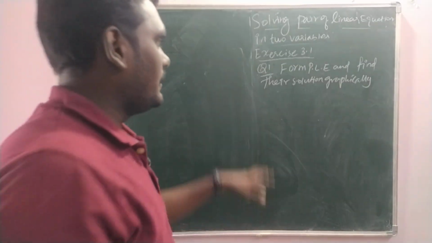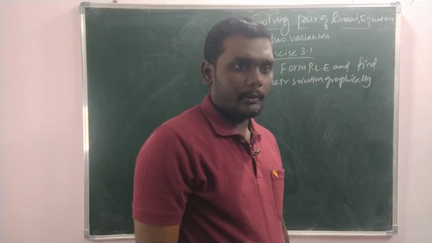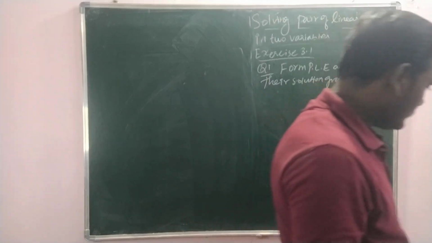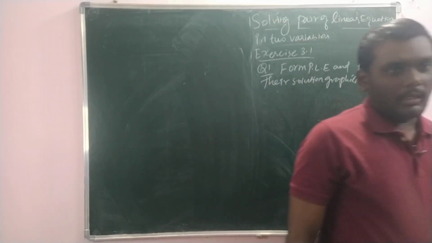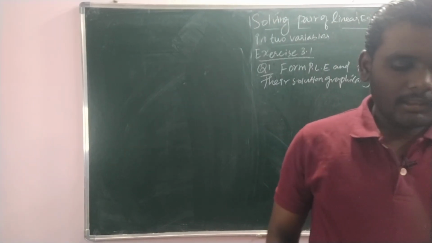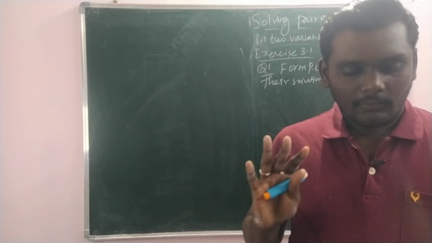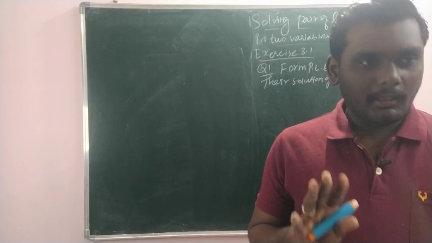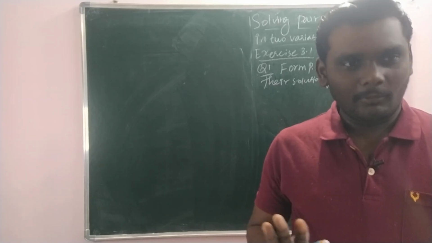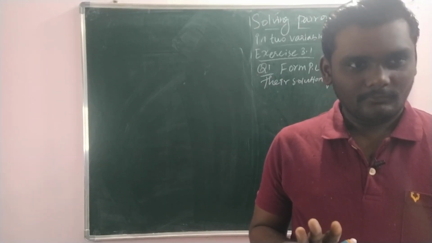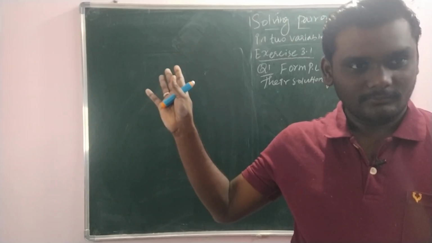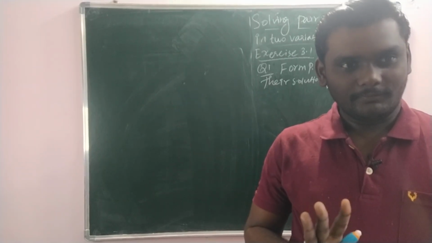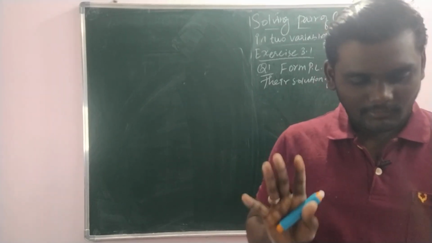This is the first question in that exercise 3.1. It states: form the pair of linear equations in the following problems and find their solutions graphically. First thing, stop calling it a problem. It's not a problem anymore, it's just a question. We have many problems out there. This is not one of them. So it's a question, it's not a problem.